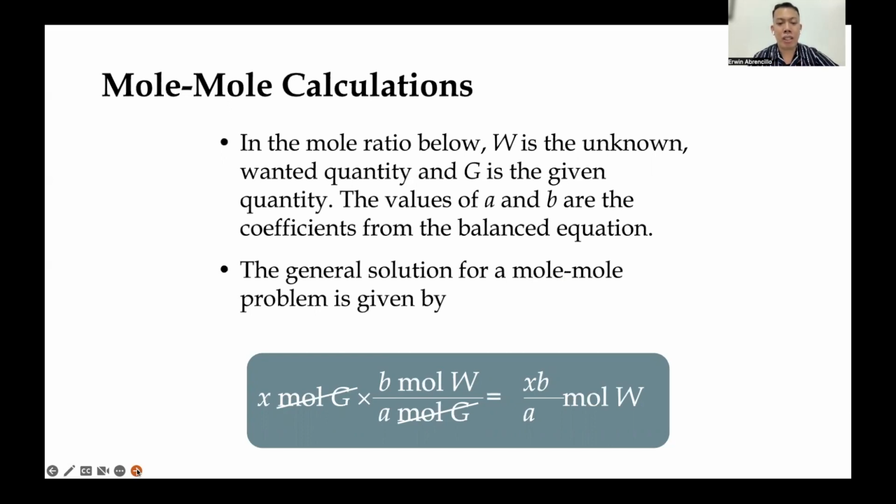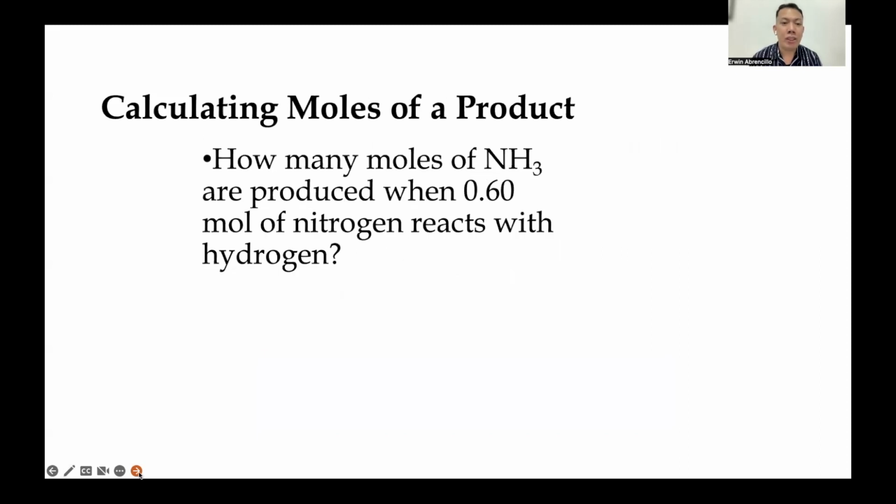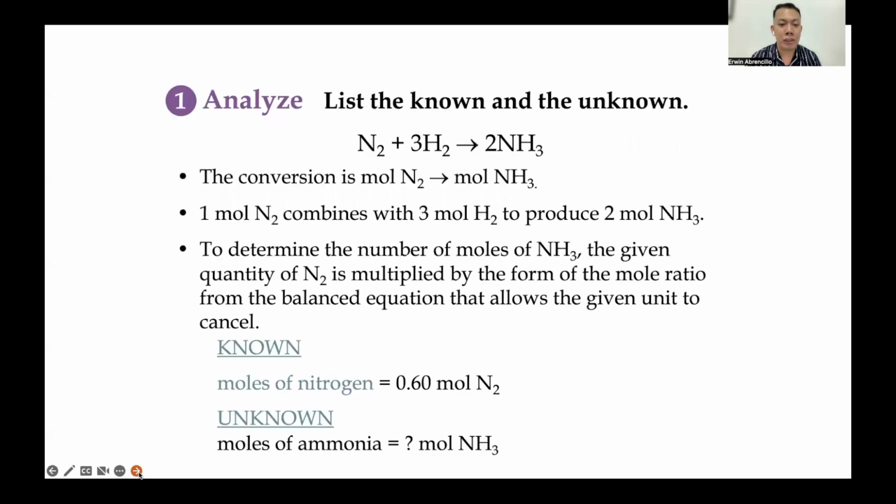So you have here X mole of the given and B mole of the wanted quantity divided by A mole of the given. You'll be able to get XB over A mole of the wanted quantity. Of course, you can better understand this by looking at the given example. For example, how many moles of ammonia are produced when 0.60 mole of nitrogen reacts with hydrogen?